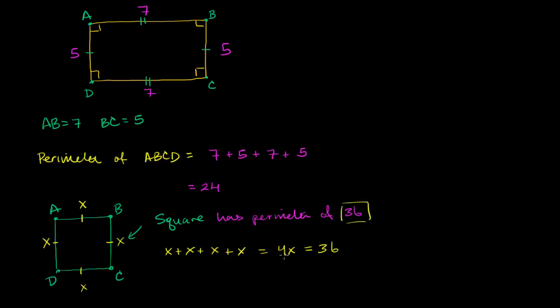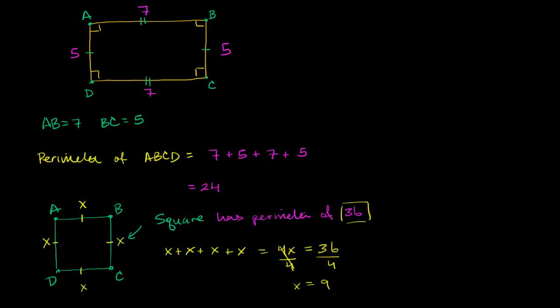And to solve this, 4 times something is 36. You could solve that probably in your head, but we could divide both sides by 4. And you get x is equal to 9. X is equal to 9. So this is a 9 by 9 square. This width is 9, this is 9, and then the height right over here is also 9.